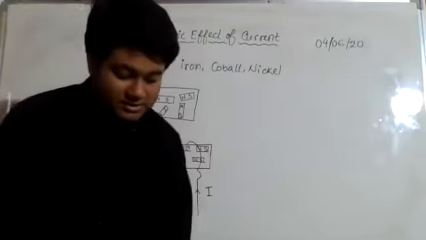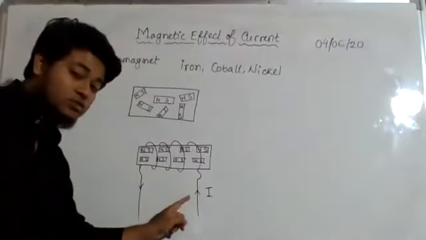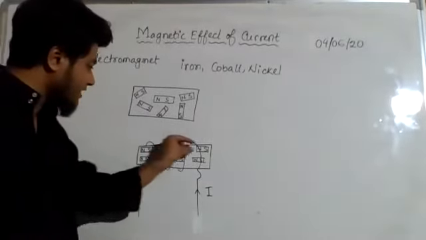Okay, this is what is happening here. Then the magnetic field produced due to the flow of this current aligns the individual tiny magnets. Aligns the individual tiny magnets.